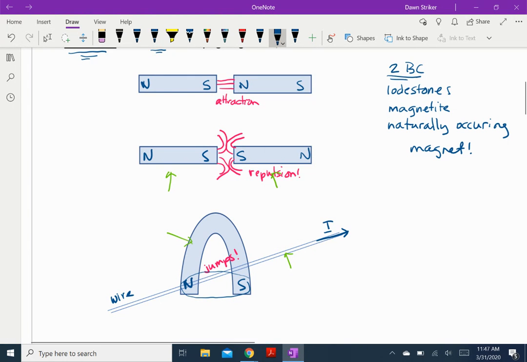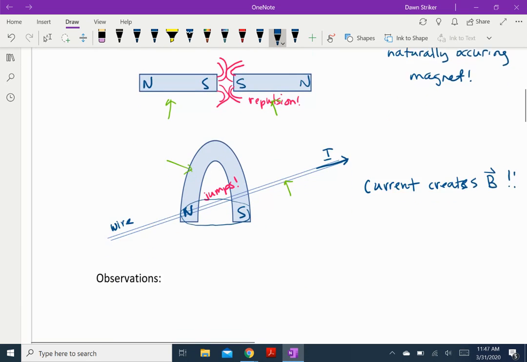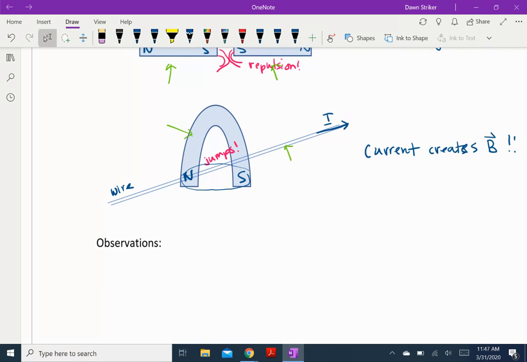And so the discovery is that current-carrying wire, current creates magnetic fields, or moving charges create magnetic fields. So they wanted to be able to quantify that. So first they made some observations, and these observations are probably going to remind you of the electric field.